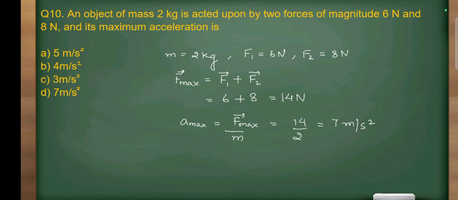So we know that maximum acceleration will be maximum force by mass. So we will substitute this value. F is equal to 14, m is equal to 2. So we will get acceleration is equal to 7 meter per second square. So option D is correct.